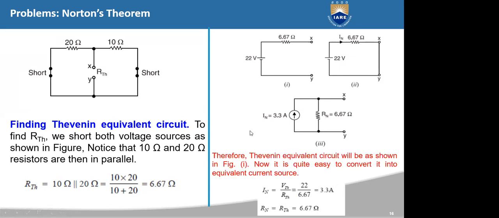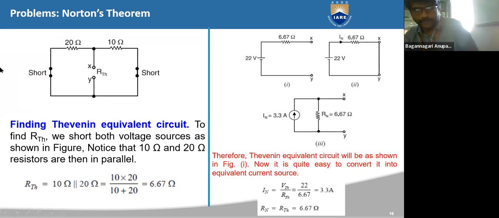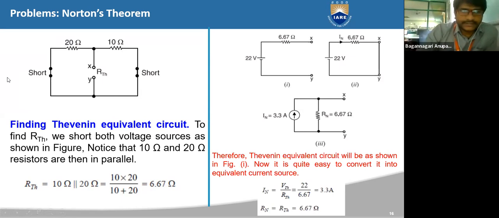So it's not always possible. This is not a complex example, but in general, when you come across such types of problems, you just apply the same procedure, convert that into Thevenin's equivalent, and then to Norton's. That will be fine. Is that okay?